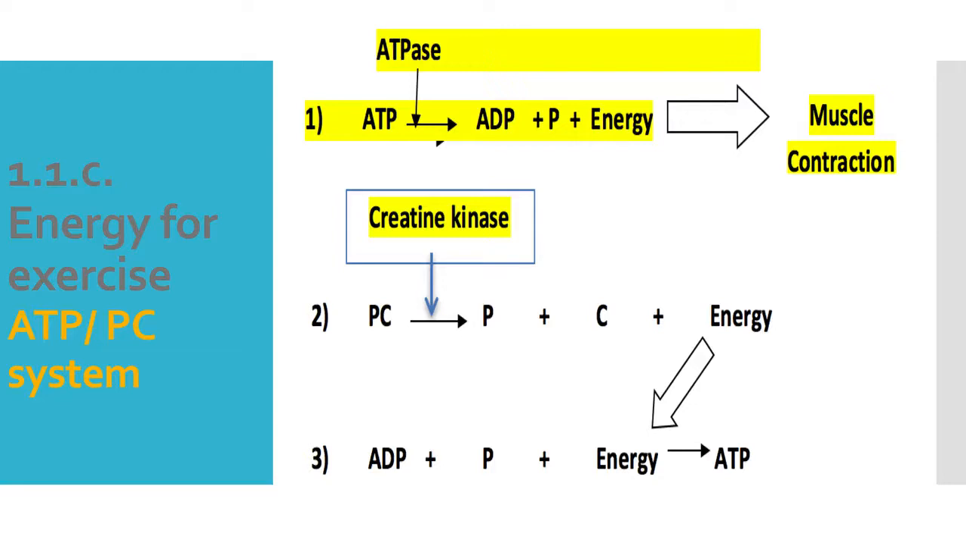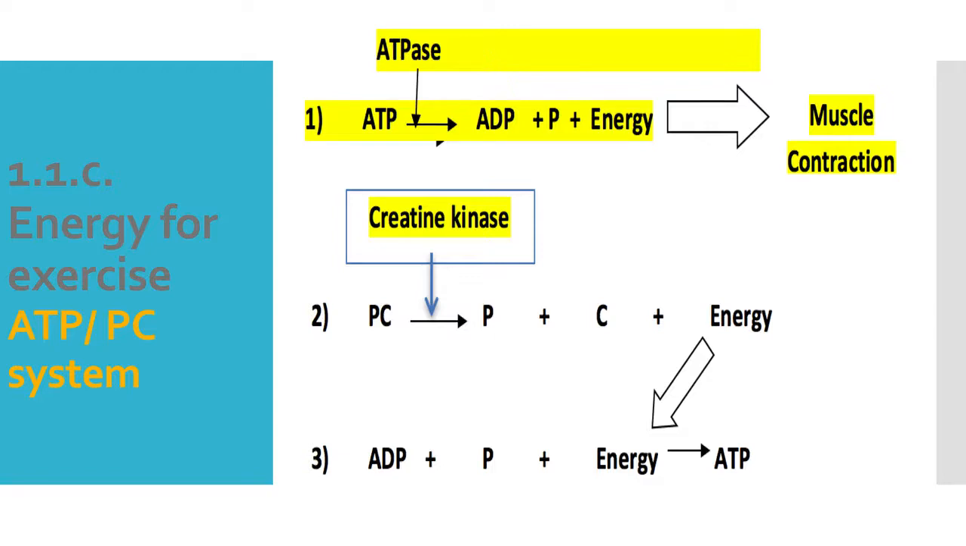We end up with ADP plus a phosphate group plus energy. If it releases energy, it is what type of reaction? Exothermic, I hear you saying. Yeah, well done. And therefore that energy is used for muscular contraction to generate movement.